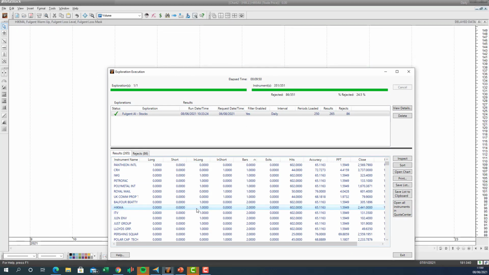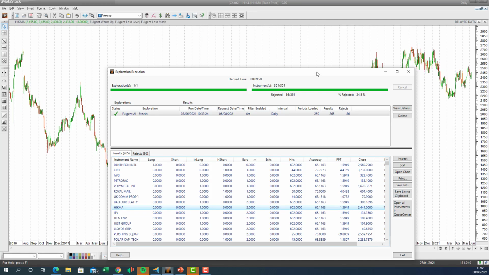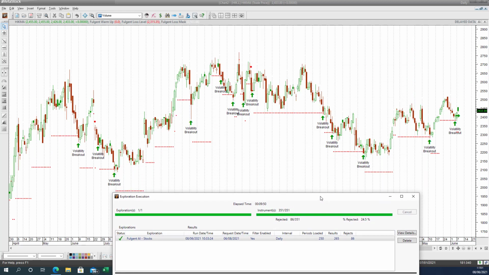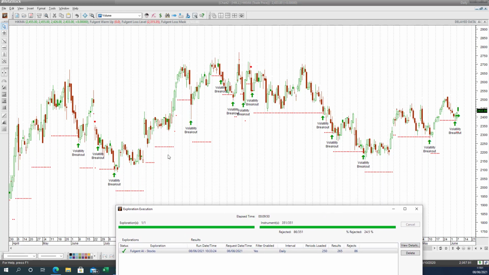Hikma is in a long, 2 days into a trade. If we just load it, the AI takes a while to load because it uses a lot of data. You can see lots of trading signals on this one. Huge moves, and still in a volatility breakout there. So there should be some upside potential in Hikma.